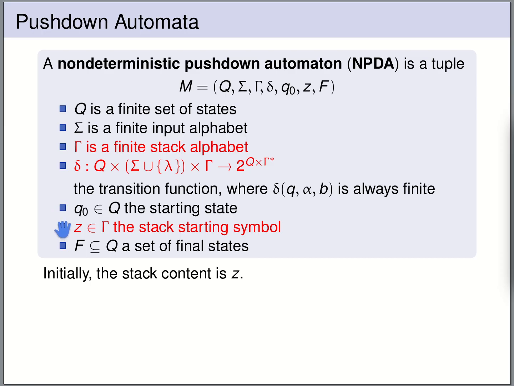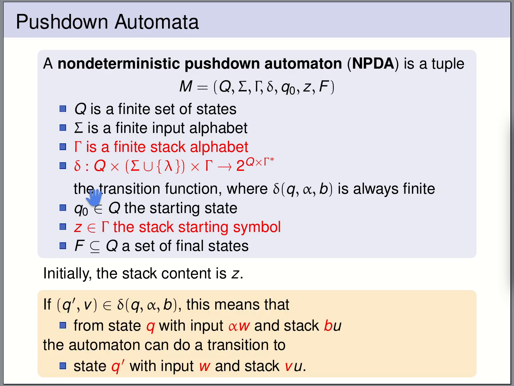We now also have a stack starting symbol. Initially, when we start the automaton, this will be the entire stack content. So the stack will initially just have the symbol Z. And we still have a set F of final states.